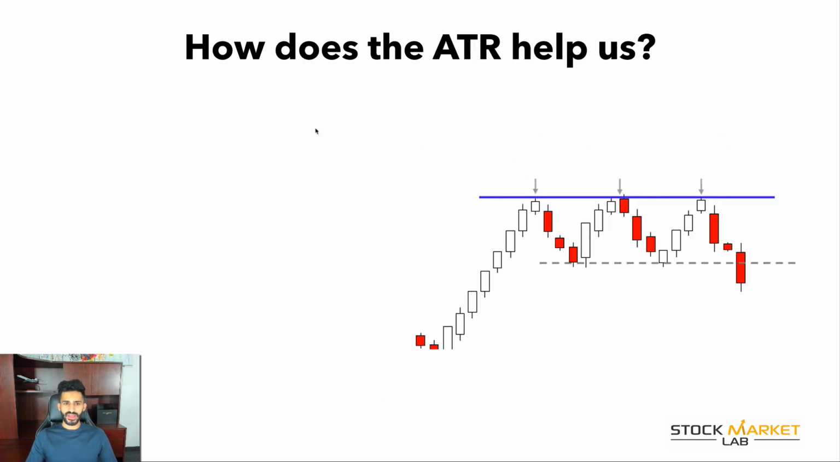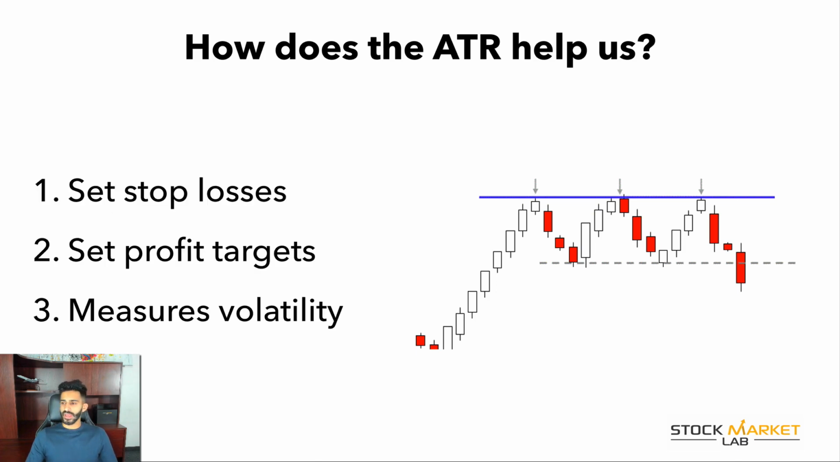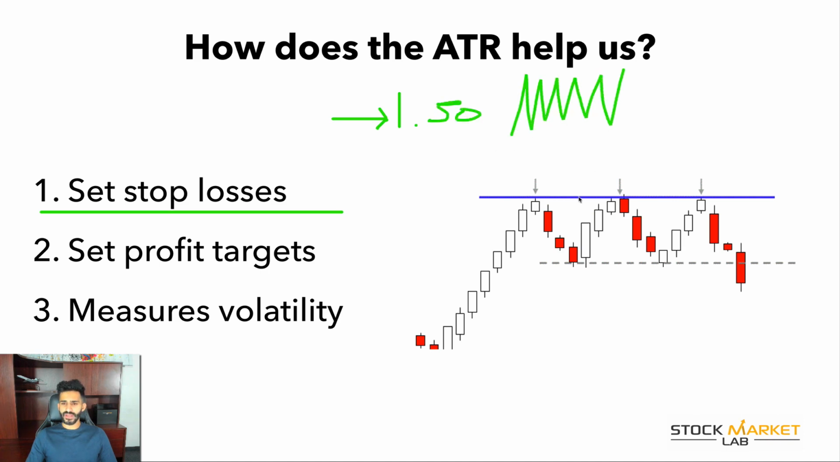Now, the question is, how does the ATR help us? Cool, you showed us the ATR, but how does it help us? ATR helps us in three ways. A, it helps us set stop losses. So for example, let's say a stock's ATR is $1.50. What some people do is, hey, if the stock moves up and down $1.50, I'll put my stop loss $2 below.